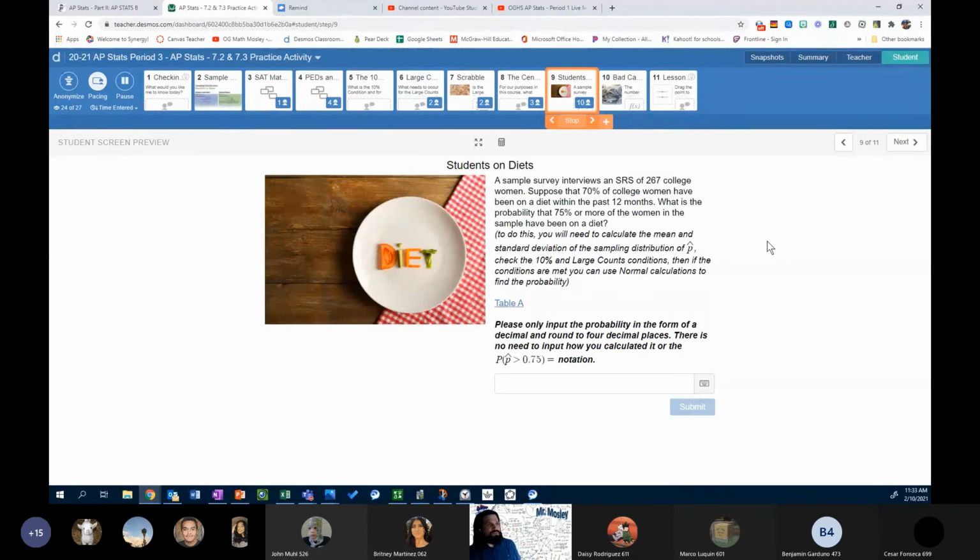All right. So in this example, we have a sample survey that interviews an SRS of 267 college women. Suppose that 70% of college women have been on a diet within the past 12 months. What is the probability that 75% or more of the women in the sample have been on a diet?